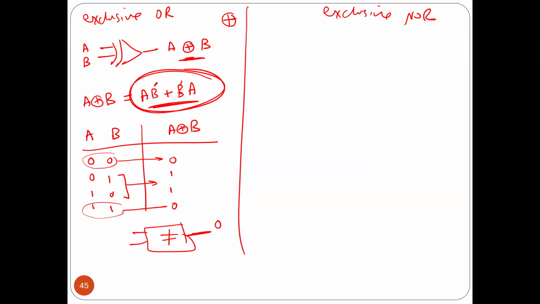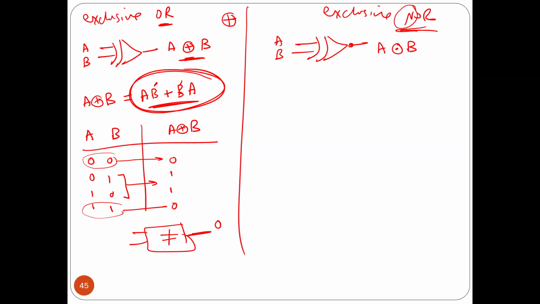Let's look at the exclusive NOR. Okay. So again, this is OR. This is NOR. NOR here means not OR. So first, look at the symbol, how it looks. Everything is the same as exclusive OR, but I put an inverter here. So we have exclusive OR, and this is how it works. We have exclusive NOR, which is the same thing as this one, but it has an inverter. But it has a different symbol. So this is the symbol here.